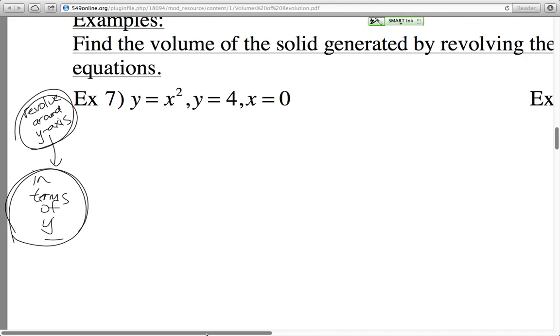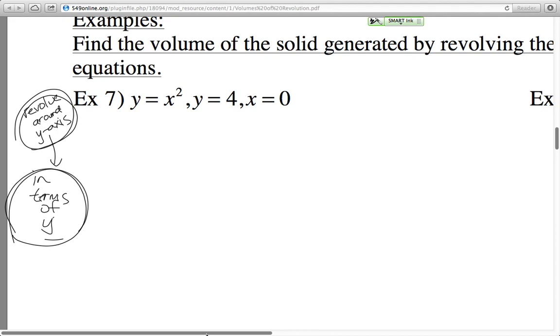So everything we've been doing has been in terms of x. We go along the x-axis. We have our limits of integration along the x-axis. All of our equations are in terms of x. Now everything's got to be in terms of y, and then our limits of integration have to be along the y-axis. So that means I have to take all my equations and solve them for x.